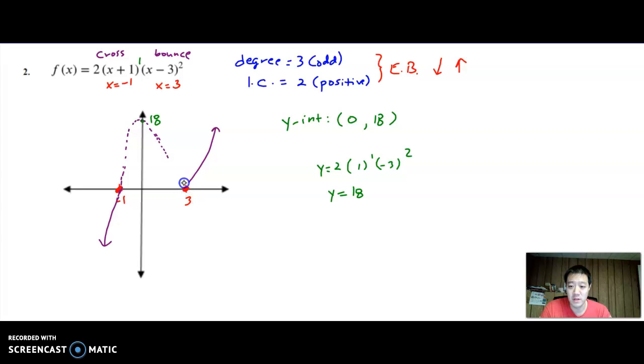And then at 3, here's why it makes sense that it bounces, because it has to come back down, and then the end behavior was on the right side going back up, right? And so that's why it makes sense that it's going to touch the 3 and then come back up. So there it is.